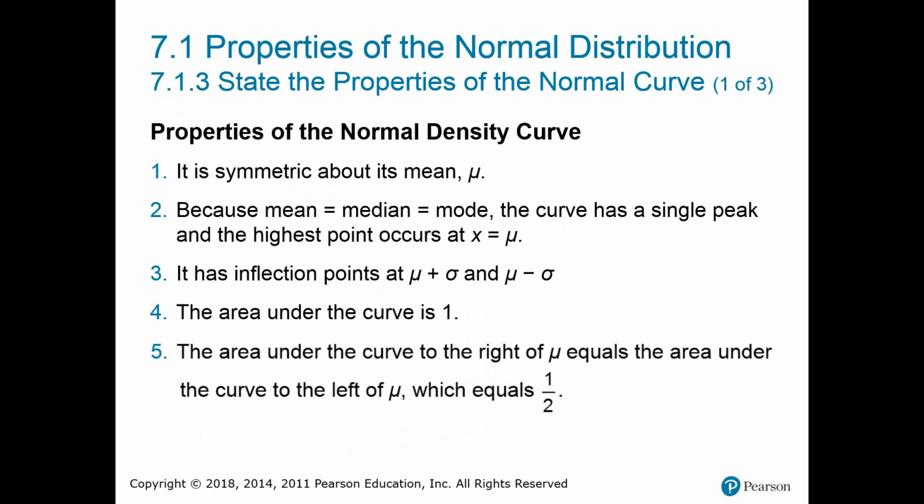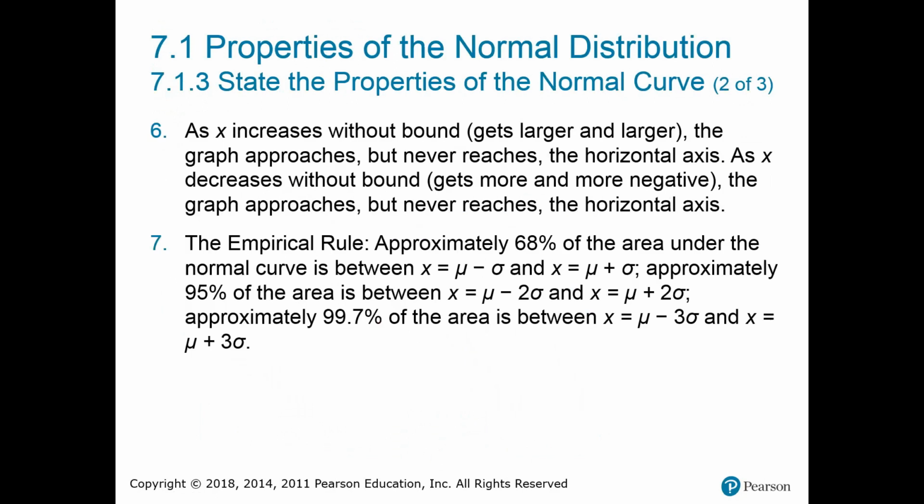And the area under the curve is split in the middle at the mean. It is a half for the area to the left of the mean and a half above the mean. As x increases without bound, so as it gets larger and larger, the graph approaches but never reaches the horizontal axis. Just the same way, as x decreases without bound, the graph will approach but never reach the horizontal axis.